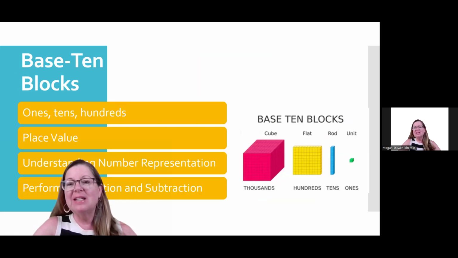Base 10 blocks. These blocks, so we see the ones, the tens, the hundreds, and the thousands, are essential for teaching place value, understanding number representation, and performing addition and subtraction with multi-digit numbers. They allow students to physically manipulate objects to develop understanding of these concepts. The base 10 blocks help students grasp the concept of place value by physically representing numbers.